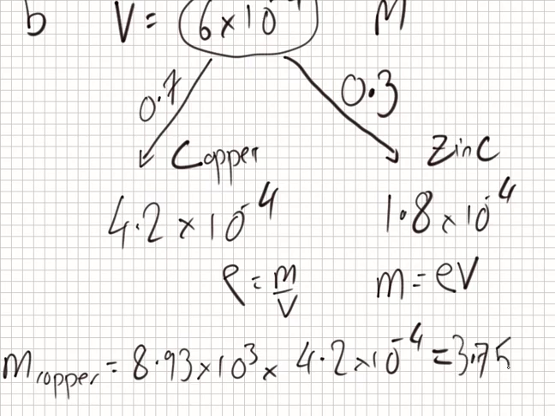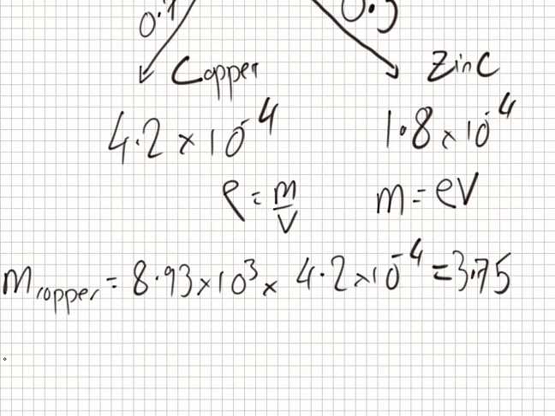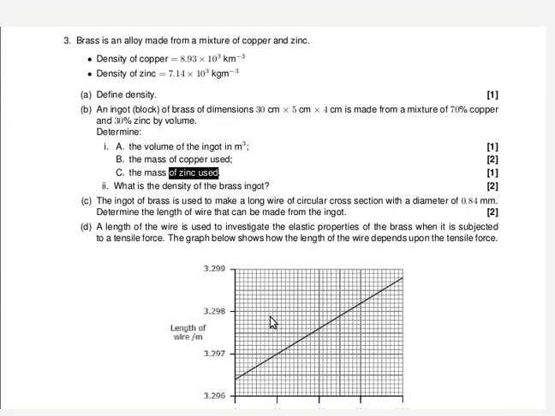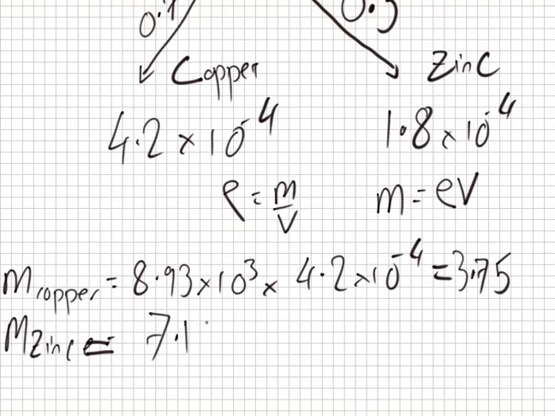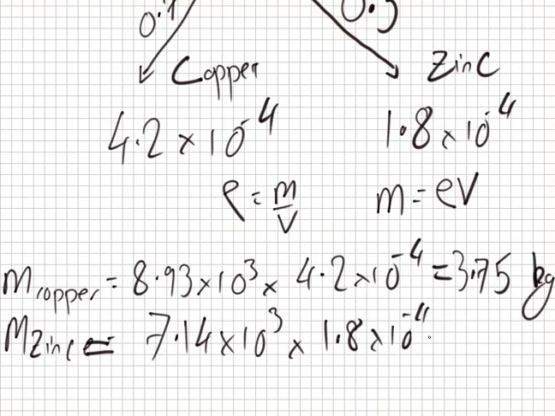Okay, and now the mass of the zinc. So mass is density, and the density is 7.14 times 10 to the 3 times 1.8 times 10 to the -4. So what's that one, please? 1.85.